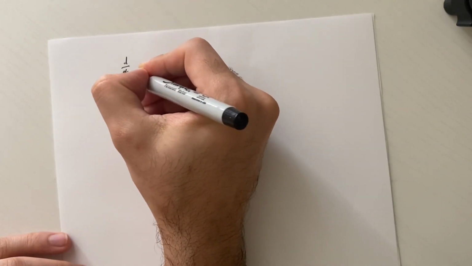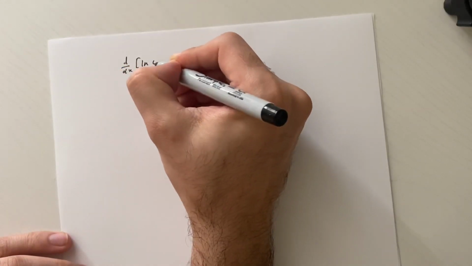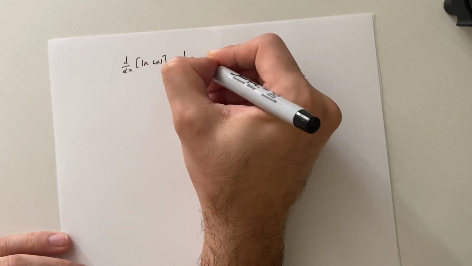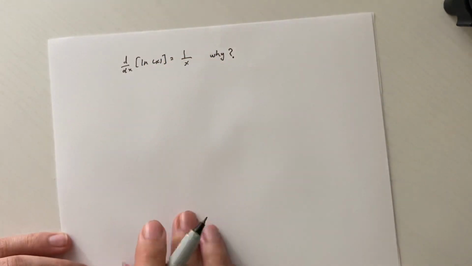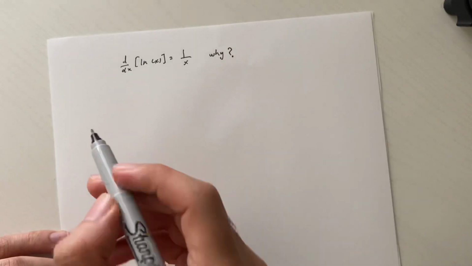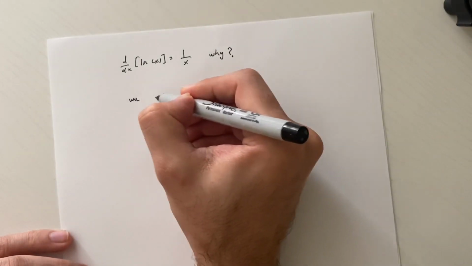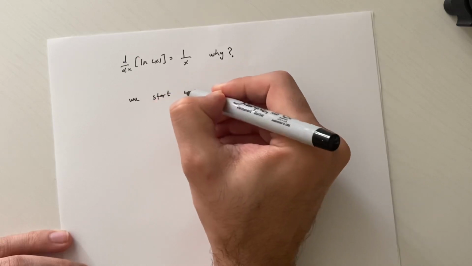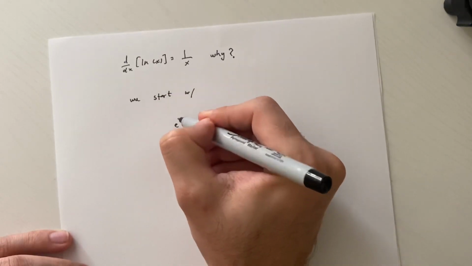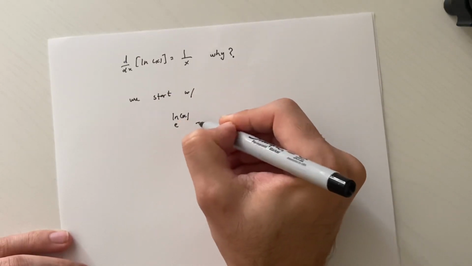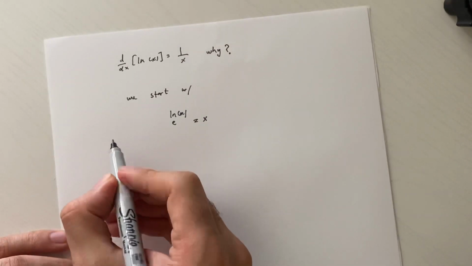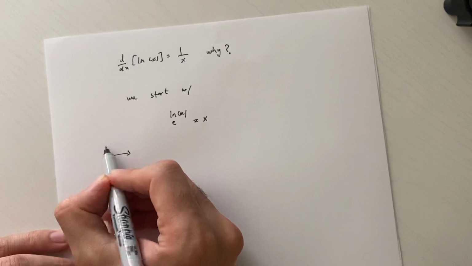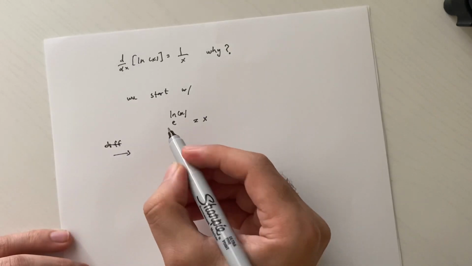So here what we want to do is find out why the derivative of natural log of x is 1 over x. So we want to derive that expression. We start with this, which is e to the natural log of x, which is the same as x using natural log and e properties. Now what we do is differentiate both sides.